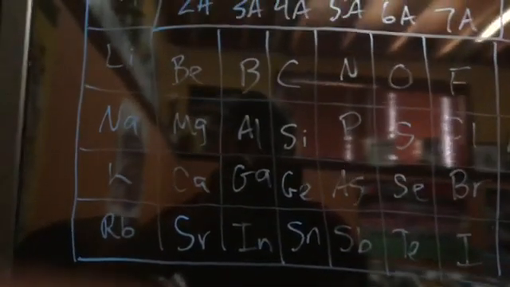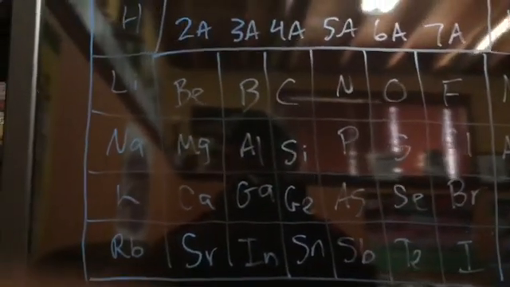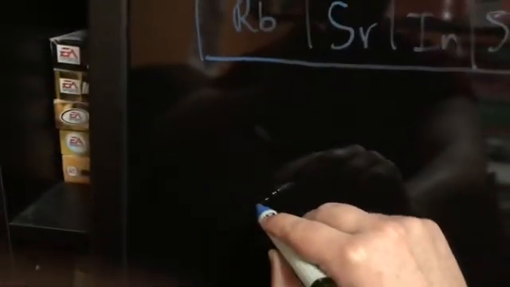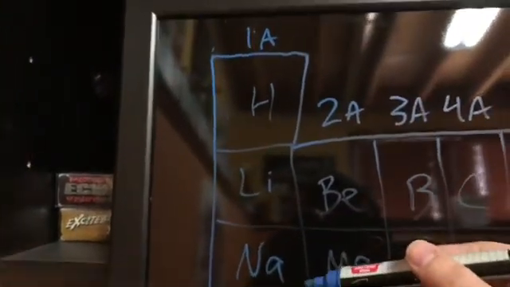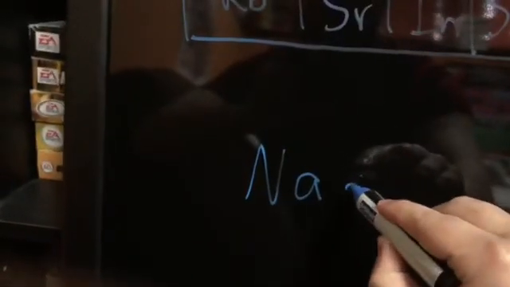So I'm just going to do a few examples to show you what the Lewis dot diagrams for some of these elements look like. So I'm going to start with sodium, which is Na. And here is sodium in the periodic table. It's in group 1, so it has 1 valence electron. So we just draw a dot like that, and that's it.